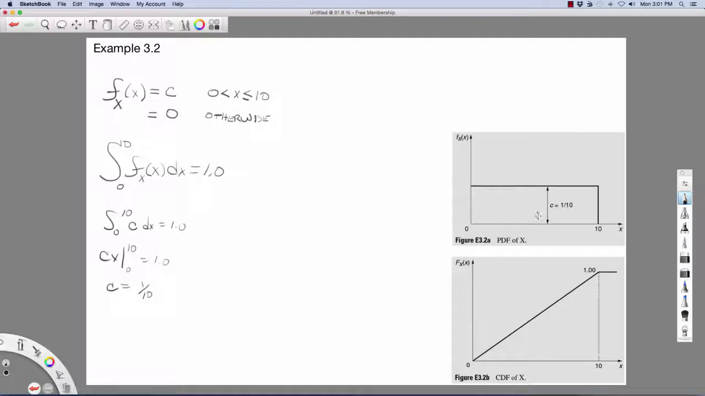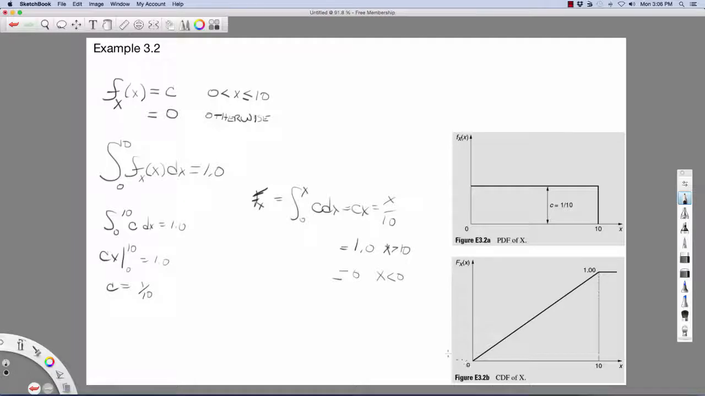To find what the CDF looks like, well, we apply the definition that the CDF F_X(x) is equal to the integral from 0 to x of c dx, where this is our probability density, and this is equal to cx, and this is x over 10 for values of x between 0 and 10. It's going to be equal to 1 for values of x greater than 10, and equal to 0 for x less than 0.